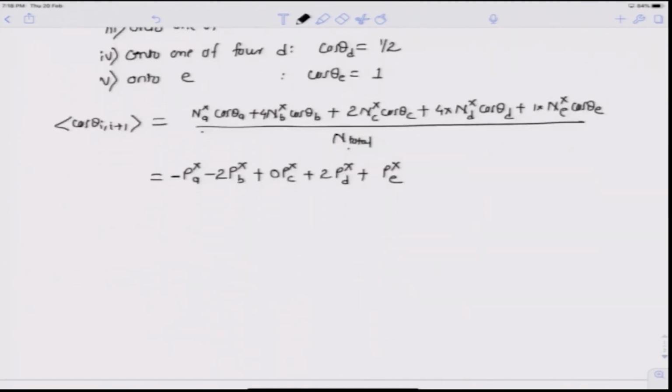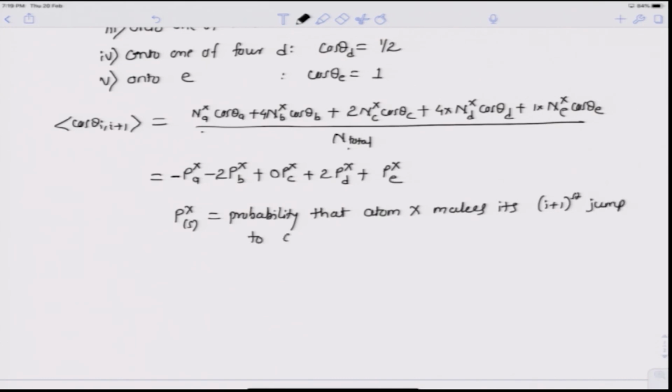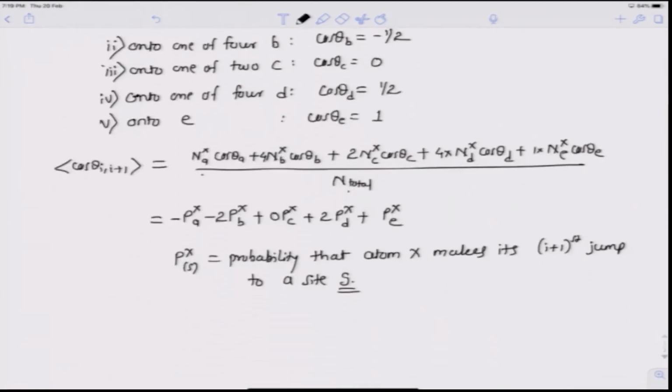So, now we need to find the probability P_xS. Let us denote this P_xA, P_xB, P_xC in general by P_xS. This is the probability that the tagged atom X makes its (i+1)th jump to a site S. Now, what is this probability P_xS?